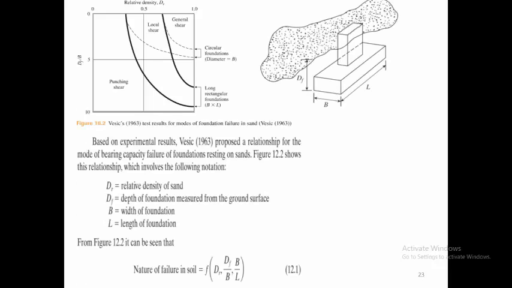So we have here the empirical formula. So based on the experimental result by Vesic 1963, he proposes a relationship for the mode of bearing capacity. And it states like this, that the nature of failure of soil is a function of the depth, relative density, the ratio of the depth and width, and of course, the ratio of the width and the length.